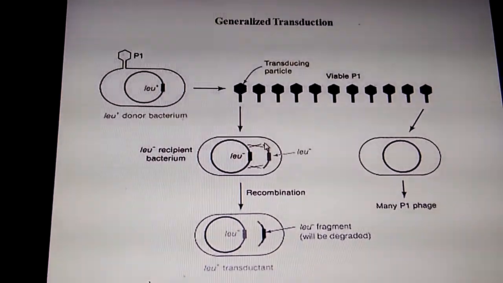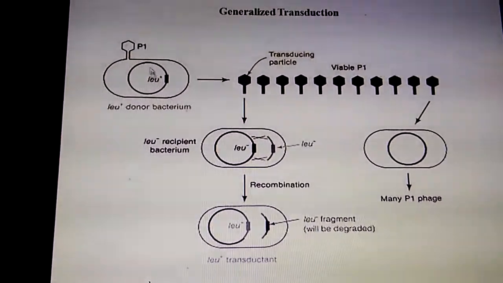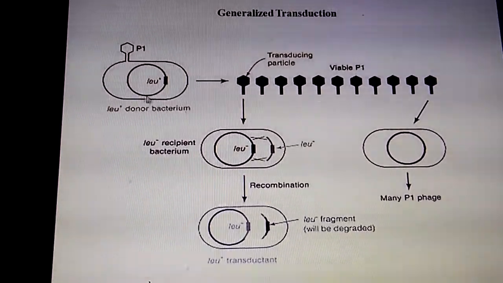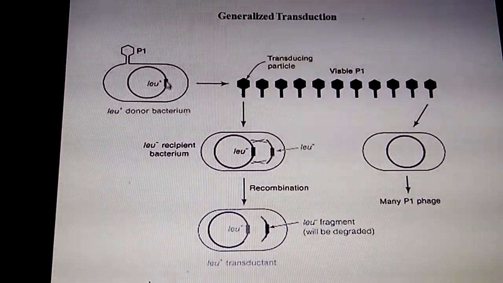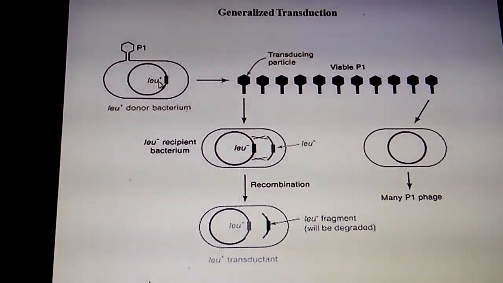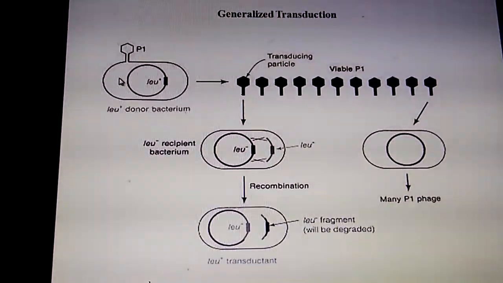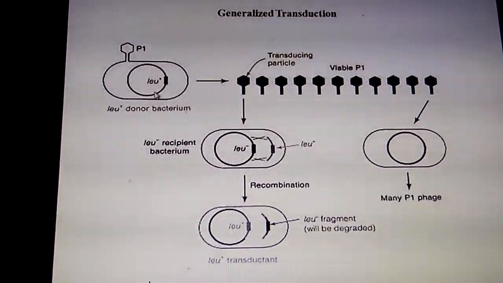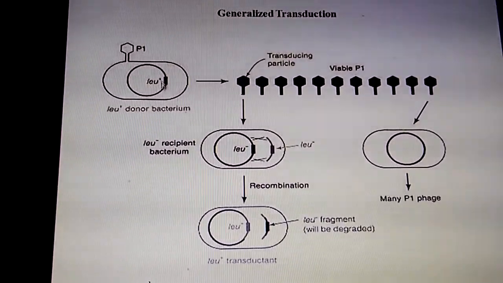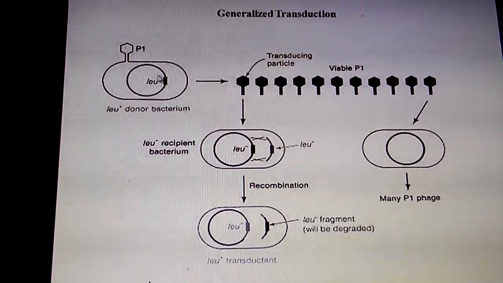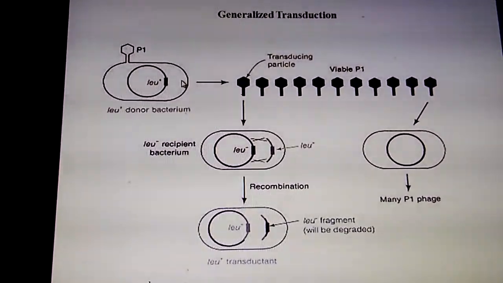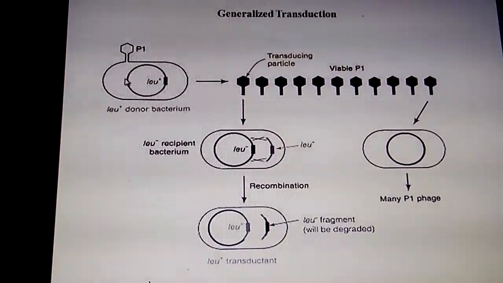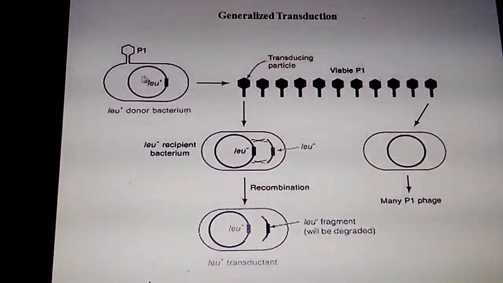And now, how is the generalized transducing particle produced? Imagine the phage is P1 and this is the E. coli bacteria having the leucine gene, leu plus, in its chromosome. When the phage DNA gets injected into the host cell cytoplasm, the initial event is the degradation of the bacterial DNA. The bacterial DNA will be degraded into many segments, and the P1 phage will produce many particles by using the DNA as a source of nucleotides.